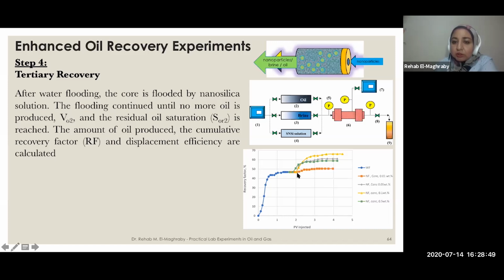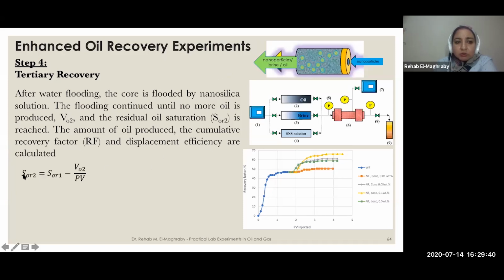But once you start to inject silica or polymer or whatever enhanced oil recovery fluid that you are using, you will monitor some of the oil getting out of your core, and you are receiving more oil. So the silica is injected here, and you start to receive oil out of your core, and you will continue flooding until no more oil is received and you reach a plateau. The nanoparticles will displace some of the residual oil, and it goes out with the nanoparticle brine. This will continue until no more oil is coming.